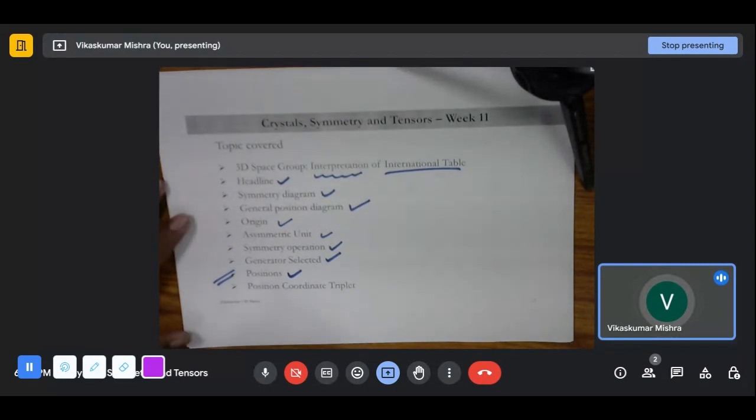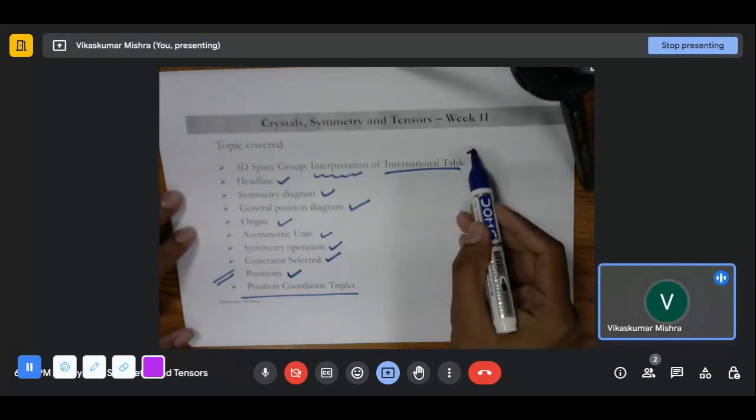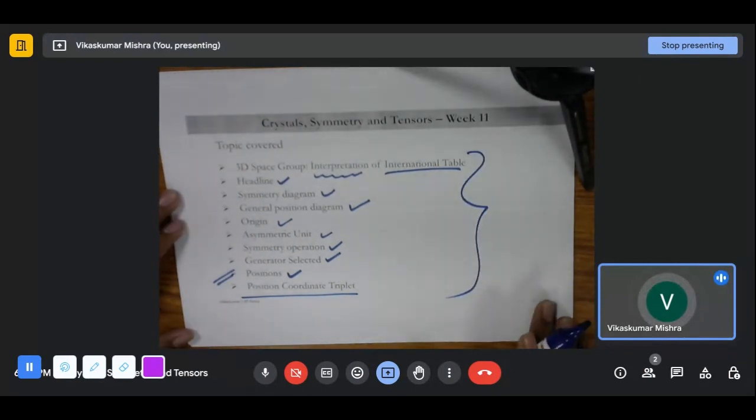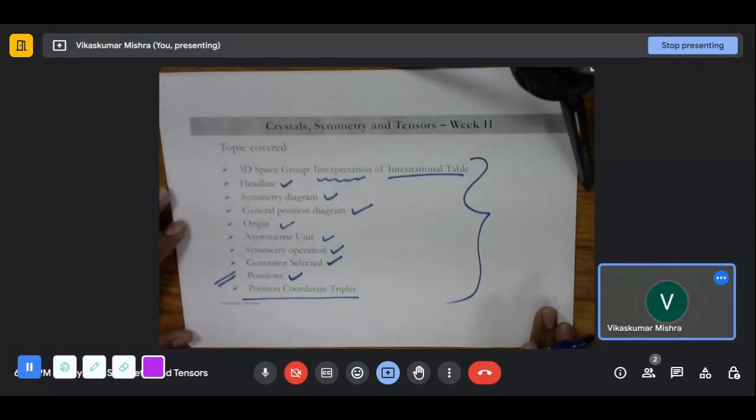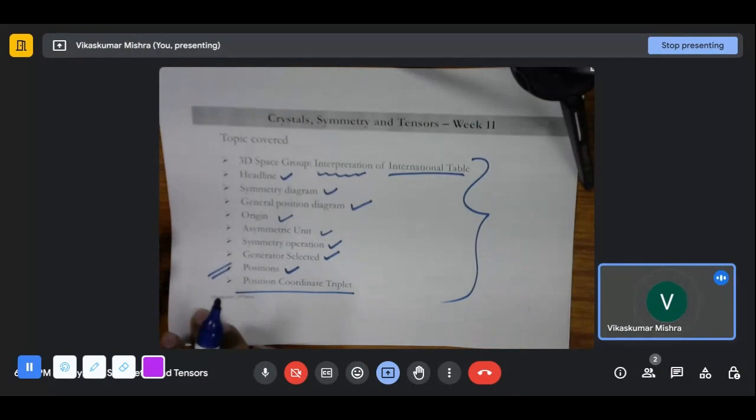Then the position of the coordinate triplet, how one can write the coordinate triplet in the form of a symmetry transformation matrix. Based on all this content which we have learned so far in this particular week, we'll solve a few questions. Let's go with question number one.